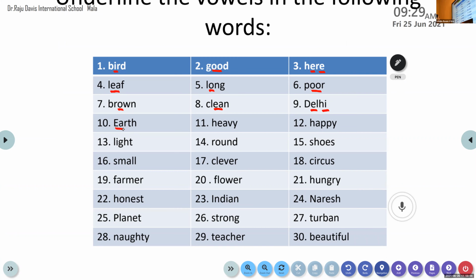Lakshana, unmuted. Come on, read the 11th word for me. Yes. H-E-A-V-Y. It is heavy. So which are the vowels in it? E-A. Very good. These are the vowels. Very good.